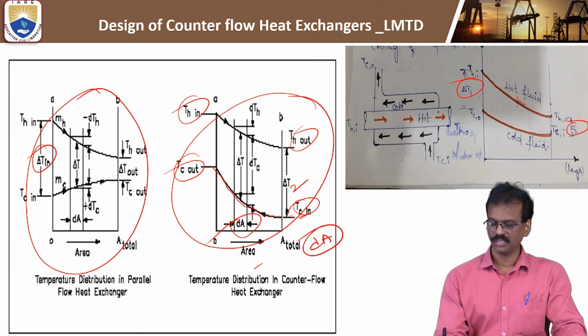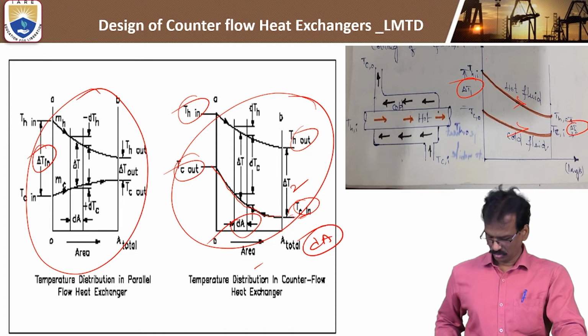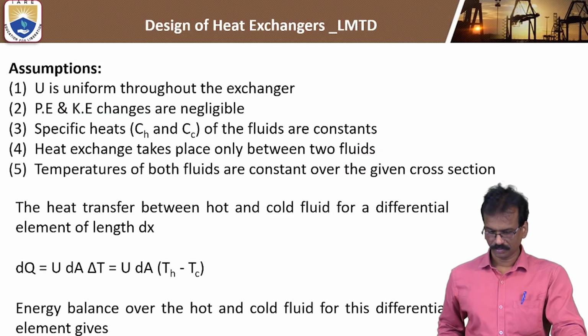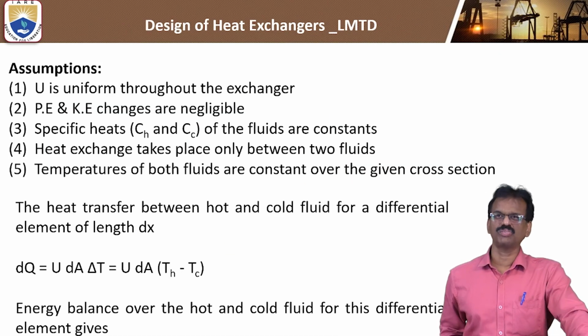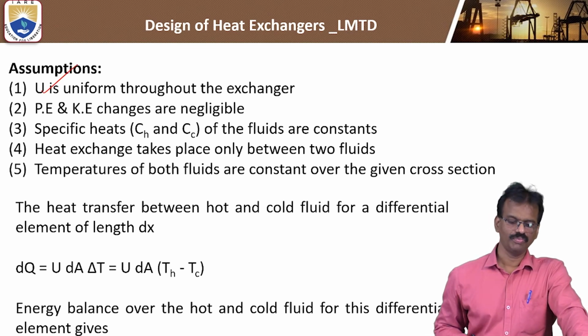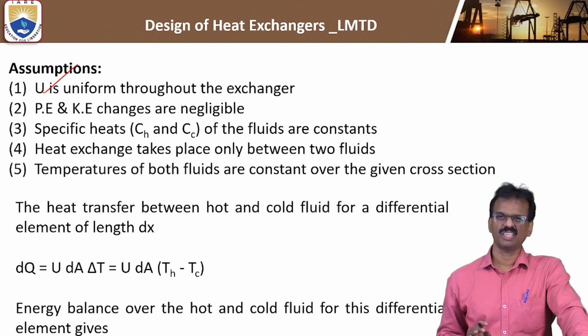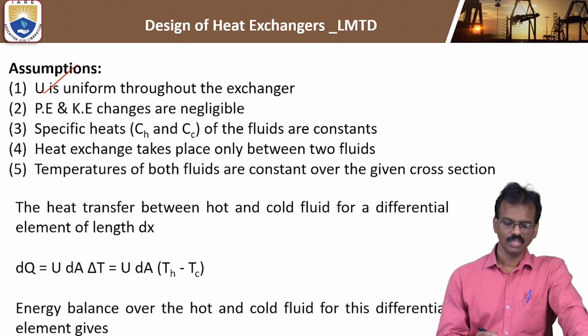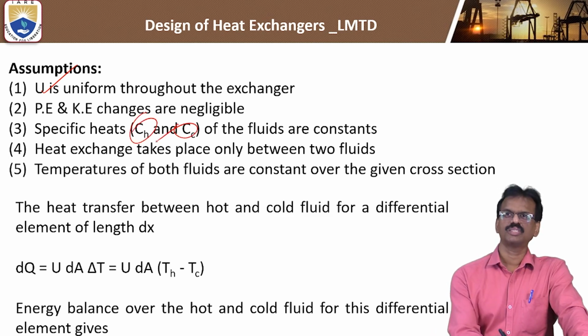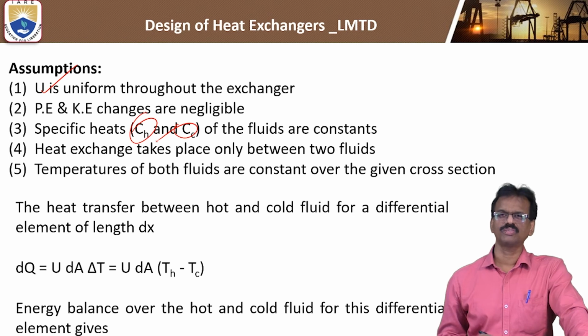Both are in decreasing order. Okay, so you have to remember this one. Same assumptions we have to take here also. The overall heat transfer coefficient is uniform. Potential energies and kinetic energies are negligible. Specific heats CH and CC are constant values.